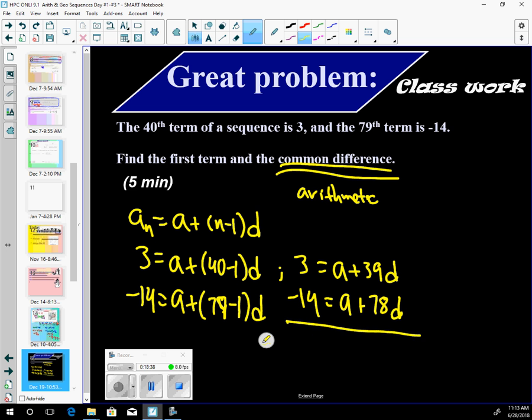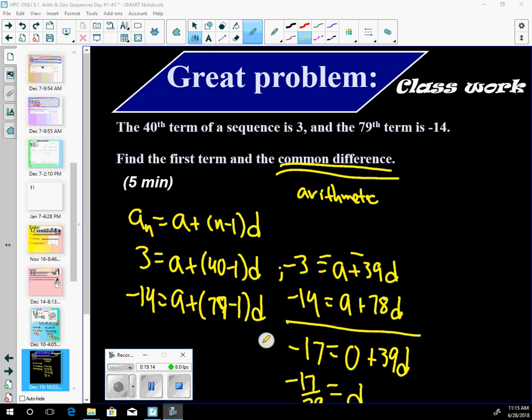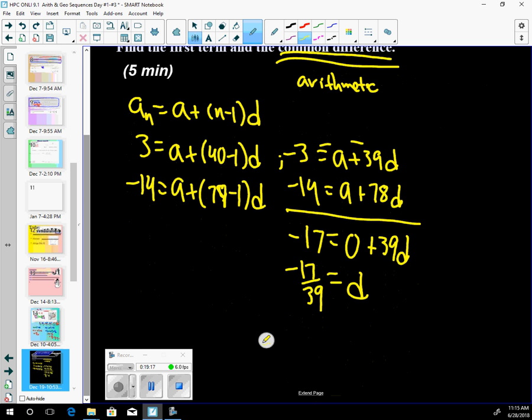Do a little cancellation here. We're going to take the opposite of these so that A minus A is 0, and 78 minus 39, I think, is 39. D is equal to negative 17. So D is negative 17 over 39. And I think we're just trying to find the common difference. If you know the common difference, you can then figure out what A is.